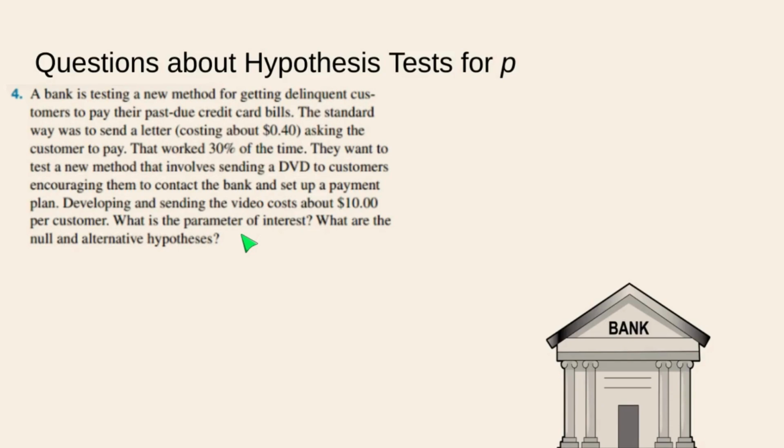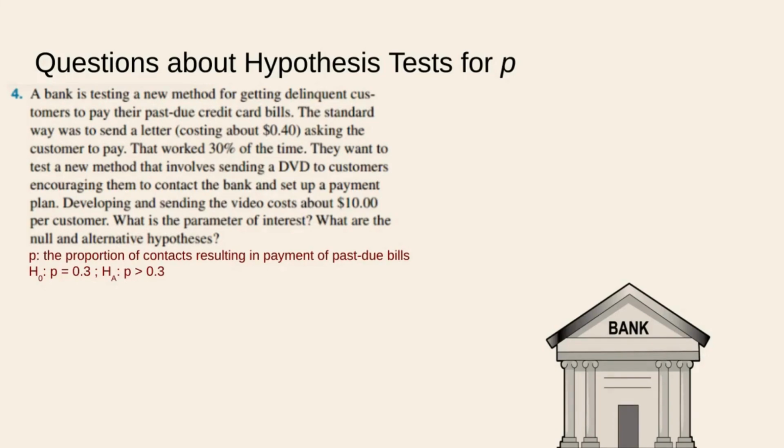Here is the answer. P is the proportion of contacts, whatever method you would like, whether it is the letter or the DVD, resulting in a payment of past due bills. The null hypothesis is that the proportion of contacts resulting in payment of past due bills is 30%, while the alternative hypothesis, I'm going to say, is P is greater than 0.3. Now, you can make an argument that it's P is not equal to 0.3. However, later in the problem, it would be helpful for that to be the alternative hypothesis.